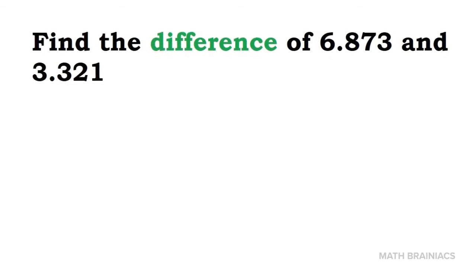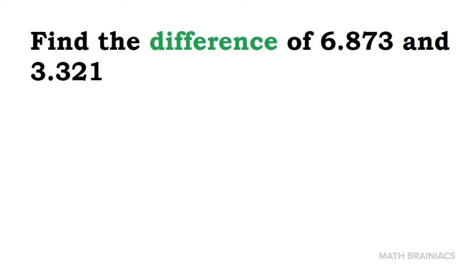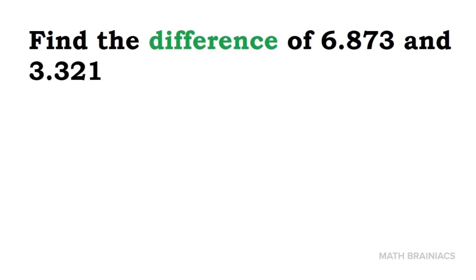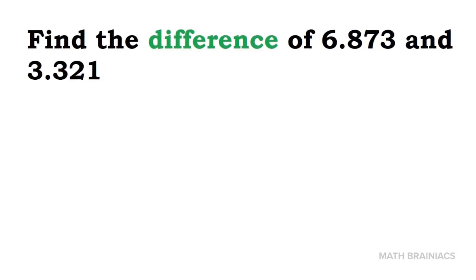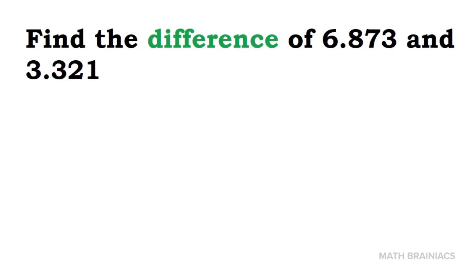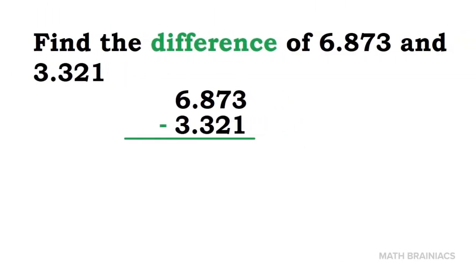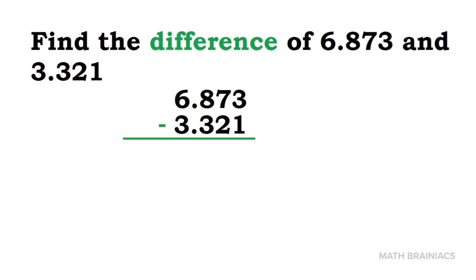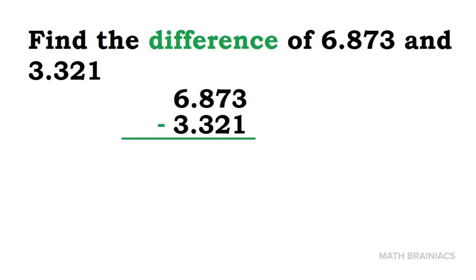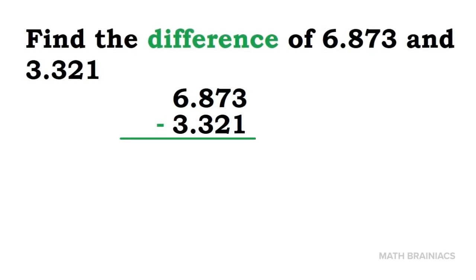What about subtraction? Let us work on this example so that you will be guided. Find the difference of 6.873 and 3.321. The steps will always be the same. We're going to write the numbers vertically and line up the decimal point. We are going to subtract numbers from the rightmost part as in addition.